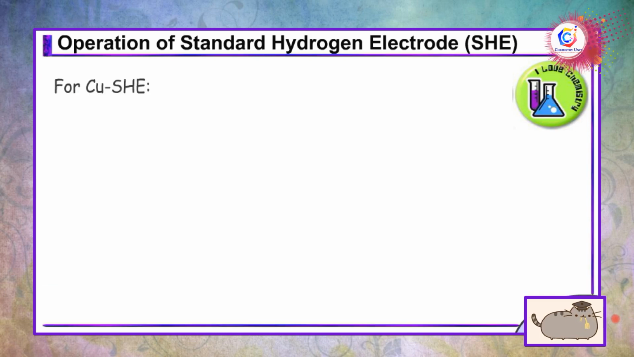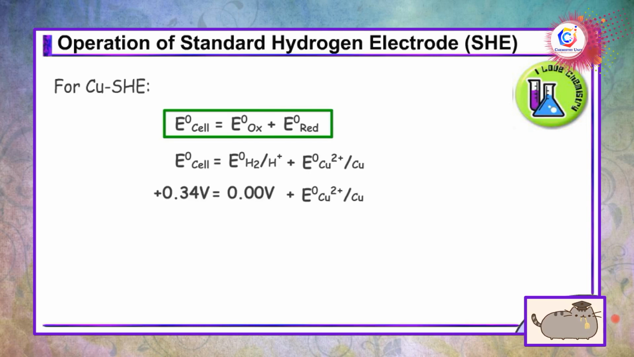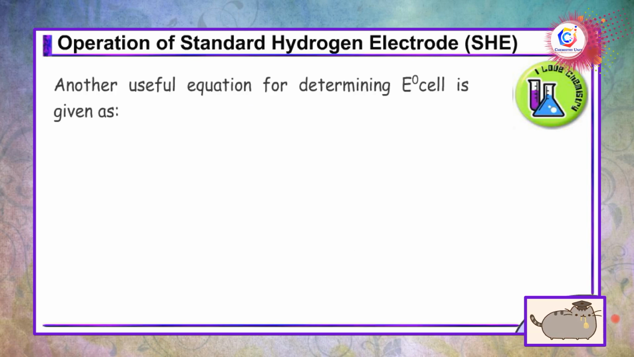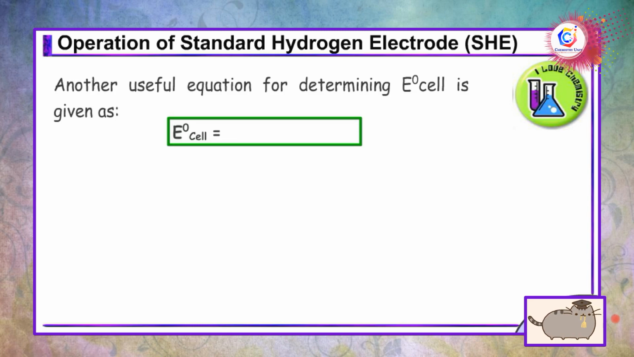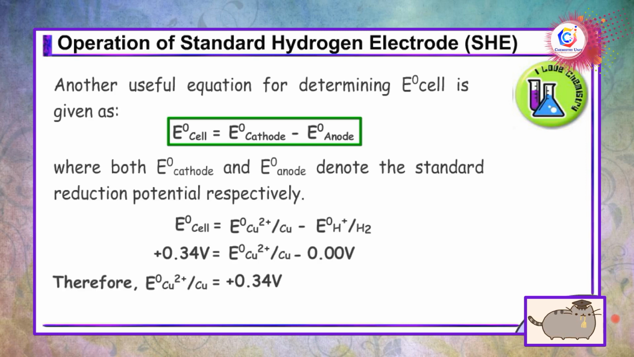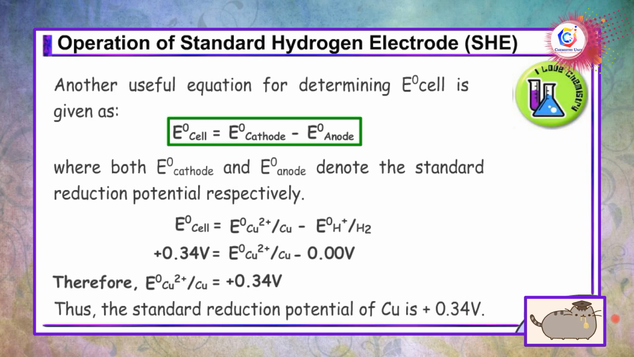We can calculate the standard reduction potential of copper by using the formula E naught cell equals E naught oxidation plus E naught reduction. From the calculation, the standard reduction potential of copper is positive 0.34 volt. Another useful equation for determining E naught cell is E naught cell equals E naught cathode minus E naught anode, where both E naught cathode and E naught anode denote the standard reduction potential respectively.